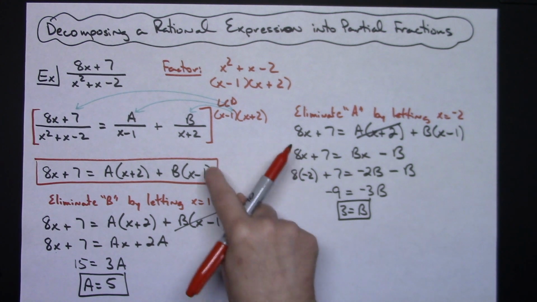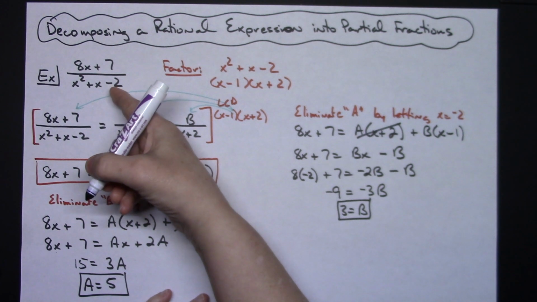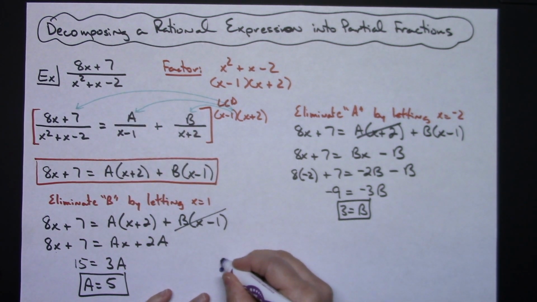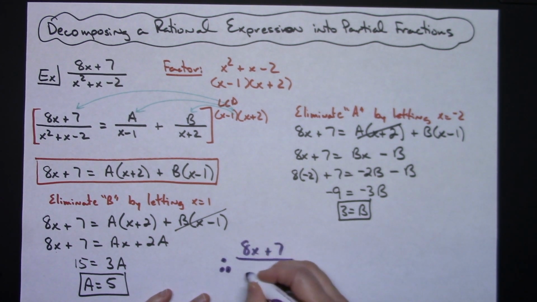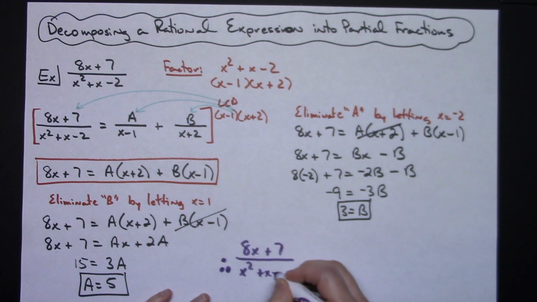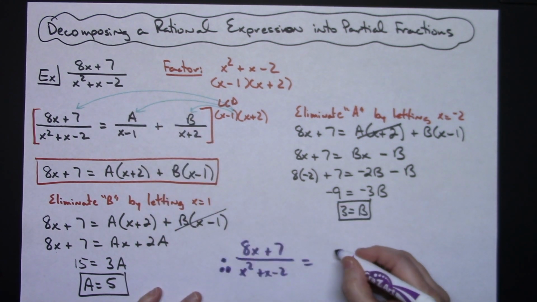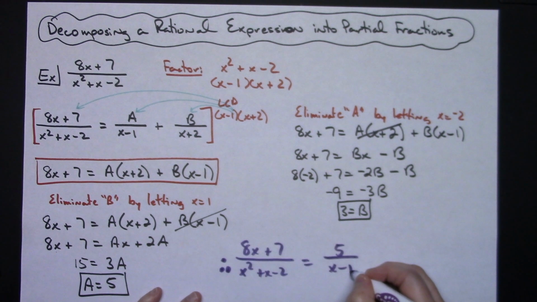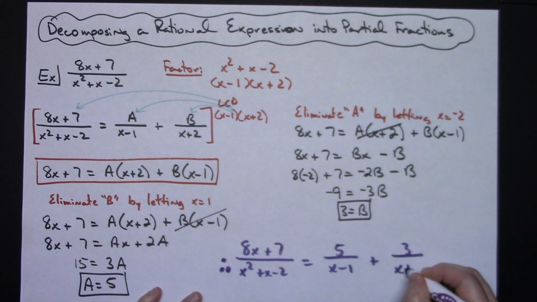So basically, after you get this equation, you have to solve for both a and b, and that takes 2 steps. Then as a final expression, I can break this up into partial fractions. If I have 8x plus 7 all over x squared plus x minus 2, my partial fractions are going to be replacing the a with 5 over x minus 1, plus replacing b, 3 over x plus 2.